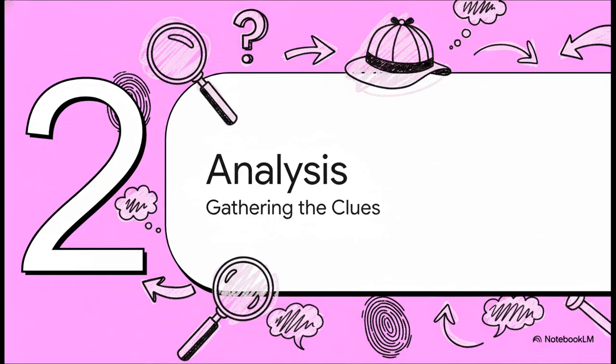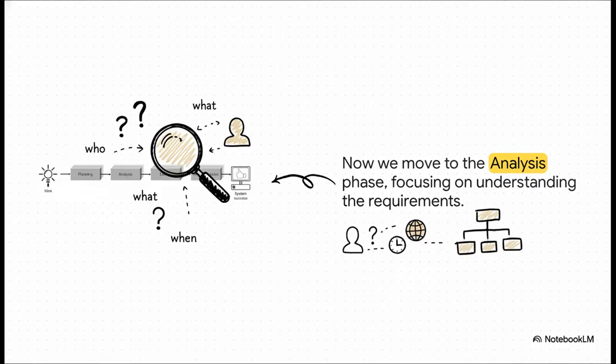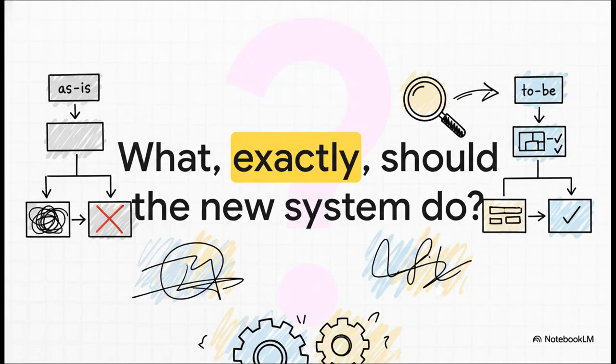This is where we put on our detective hats. Okay, looking back at our map, we're now in block number 2, analysis. The whole point of this phase is to figure out exactly who is going to use this system, what it needs to do for them, and where and when they're going to use it. So the entire analysis phase really boils down to answering this one question with crystal clarity. What exactly should the new system do?